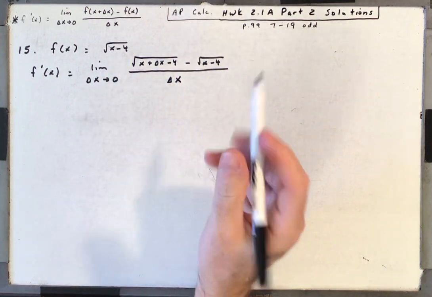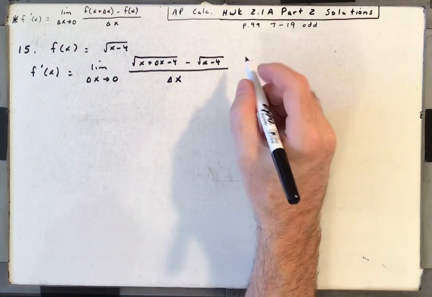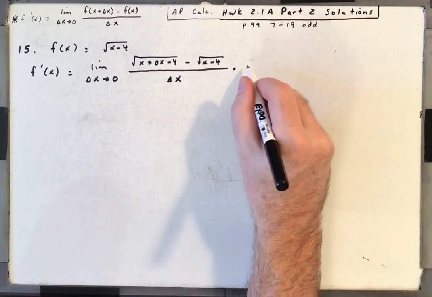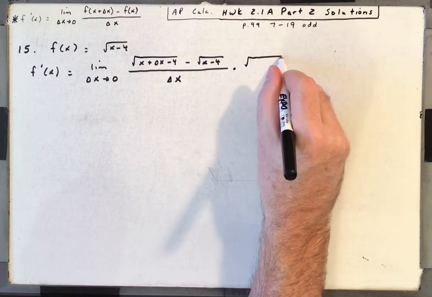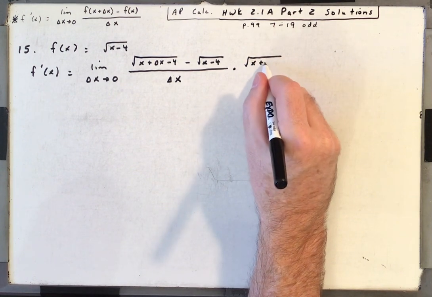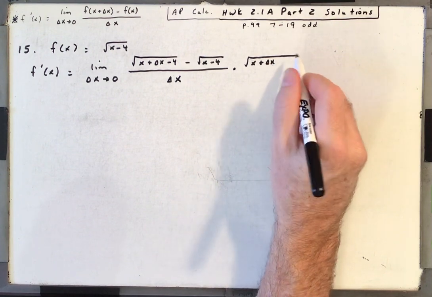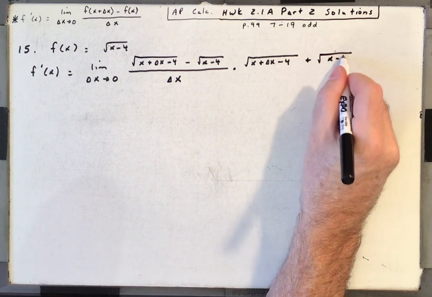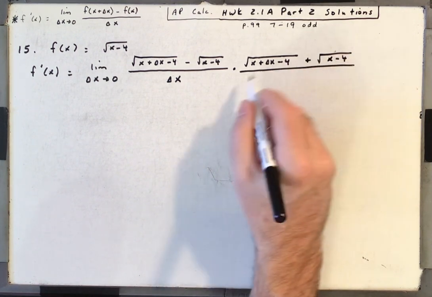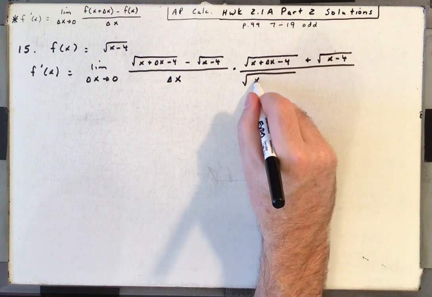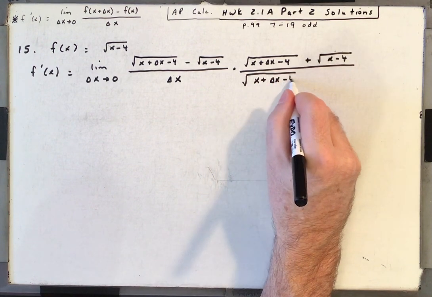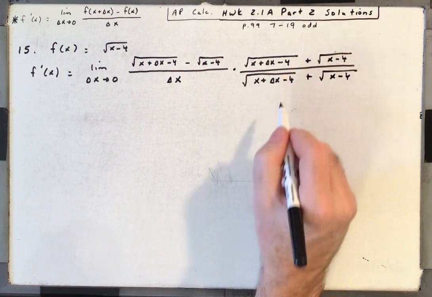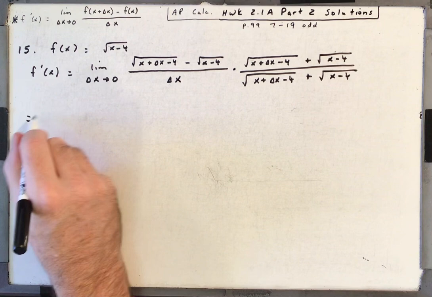Now, I gave you a hint to rationalize this, so we need to multiply by a clever version of 1. So that'd be x plus delta x. Anytime you see radicals, you think of maybe doing this, plus the square root of x minus 4 over the square root of x plus delta x minus 4 plus the square root of x minus 4. You have to do the top and the bottom. That's just 1, isn't it? It's just a fancy version of 1.